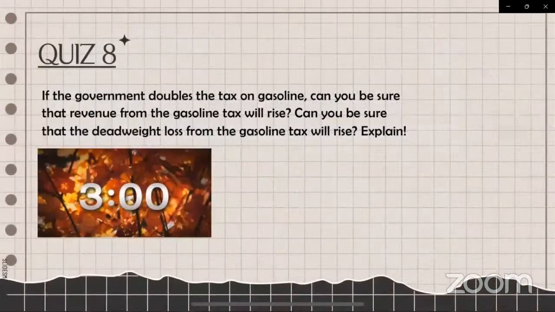The 8th quiz. The question is, if the government doubles the tax on gasoline, can you be sure that revenue from the gasoline tax will rise? Can you be sure that the deadweight loss from the gasoline tax will rise? Explain. Still the same, guys. You still have 3 minutes to answer it in the chat box. It starts from 3, 2, 1.